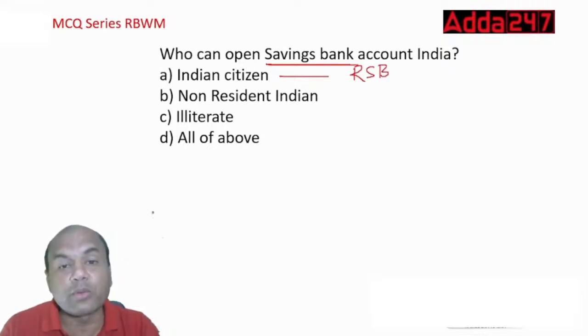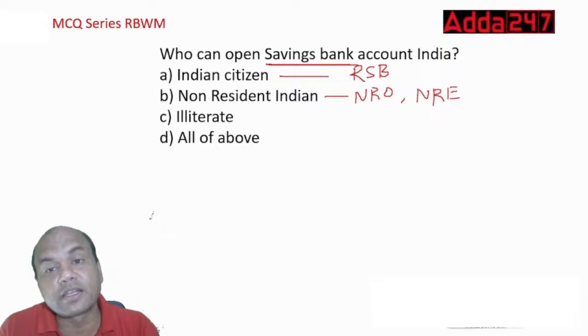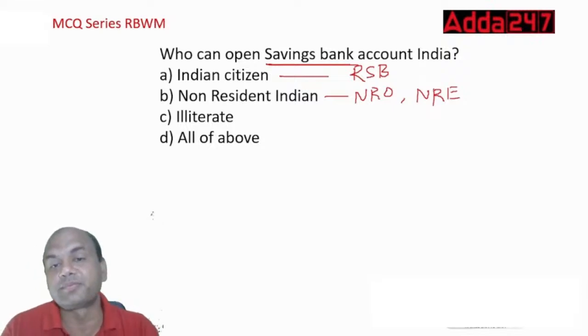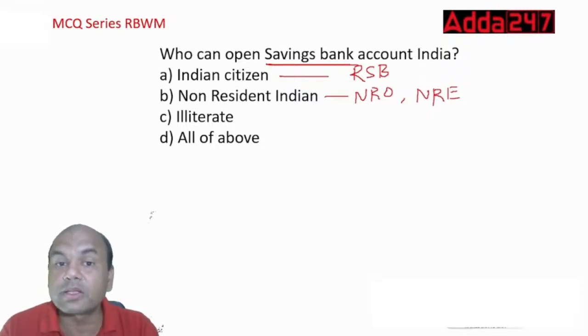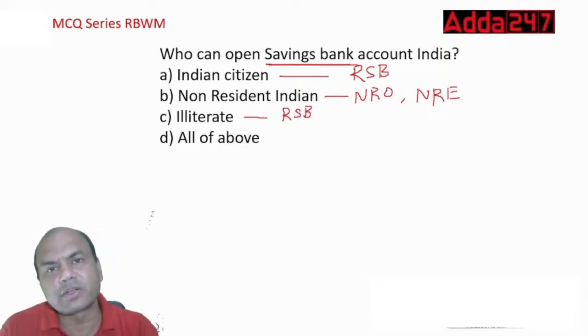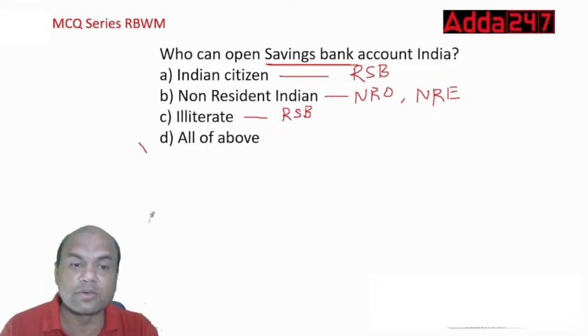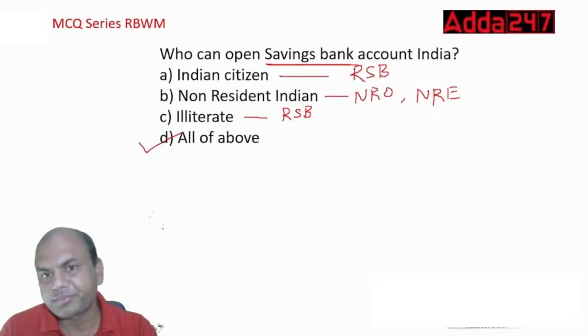When an NRI opens the savings account, it can be of two types, NRO or NRE. Both are allowed. Non-resident external and non-resident ordinary. Both these are non-resident accounts. Illiterate? Yes, obviously, that is RSB only. So anyone can open the savings account, any eligible person. Can a child open the savings account? The answer is D.